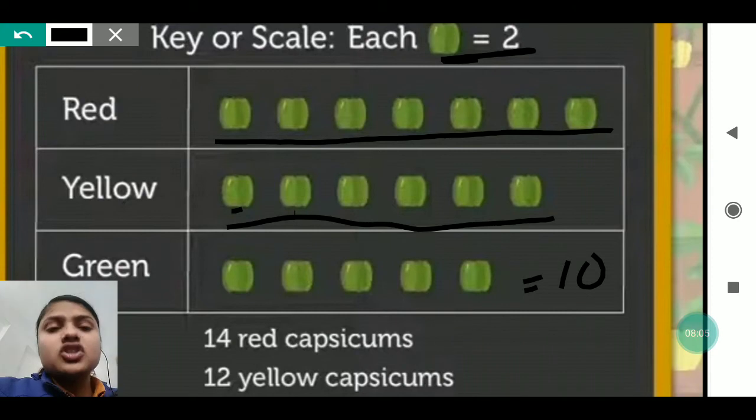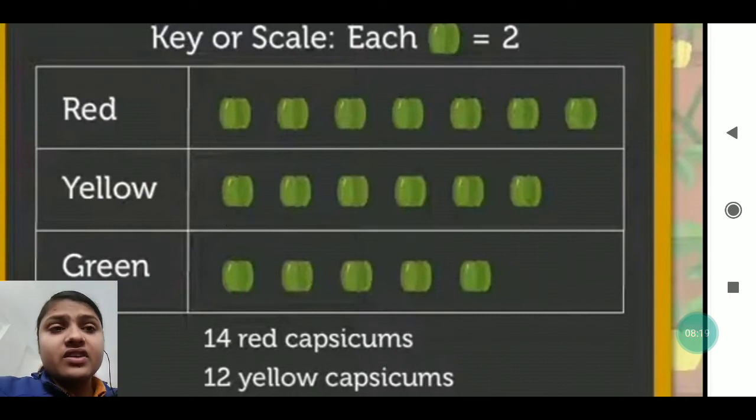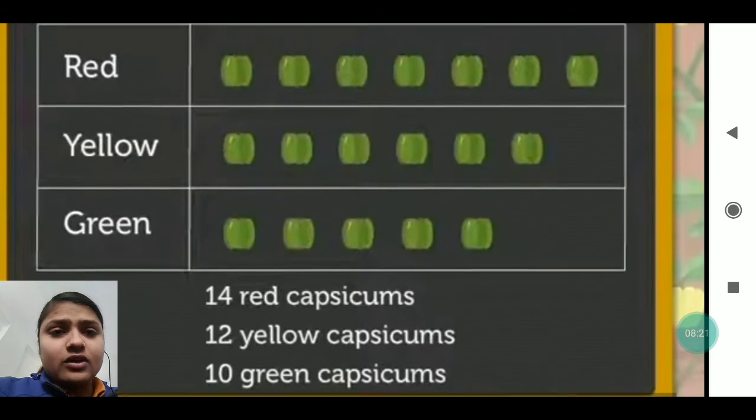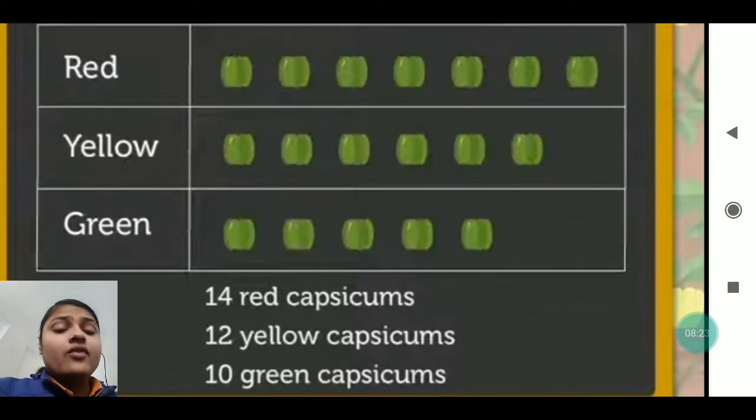As it is already mentioned in the key or the scale, key is also called scale. We can write key or scale, anything. In that it is already written, each one capsicum is representing 2. So accordingly you will draw. So the total data which we have collected is: red capsicums are 14, yellow capsicums are 12 in numbers, and green capsicums are 10 in numbers. So like this, by drawing the symbols, by drawing the pictures, we can represent this. Isn't it too easy?